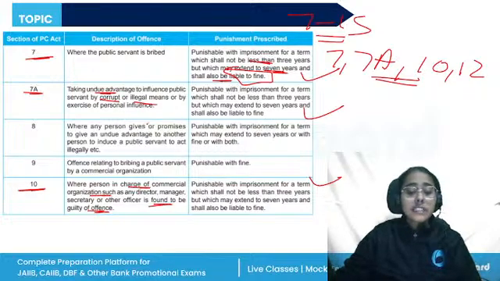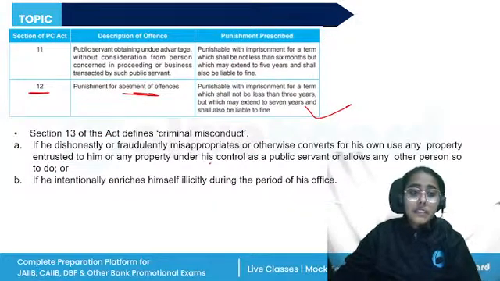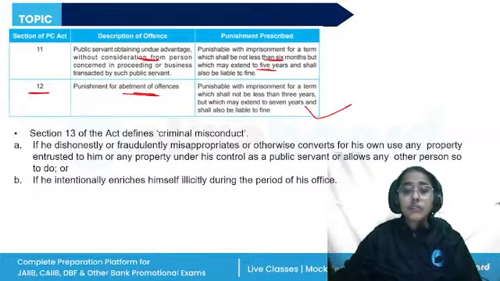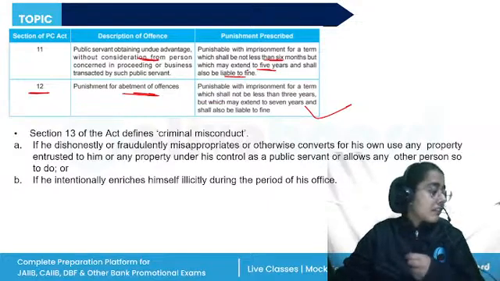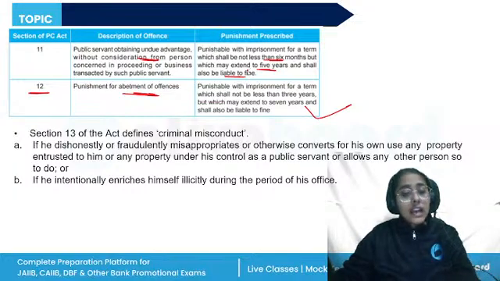Then, where a person gives or promises to give an undue advantage to another person, then imprisonment for a term which may extend to 7 years with fine or both. Offense relating to bribing a public servant by a commercial organization is punishable with fine. And a public servant taking undue advantage without consideration from a person is punishable with imprisonment for a term not less than 6 months, and it can be extended to 5 years, also liable to a fine. So these offenses and the punishment prescribed are very important.